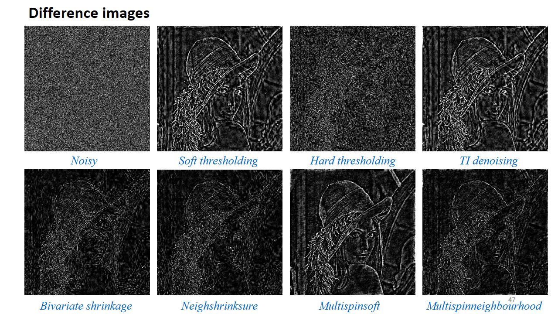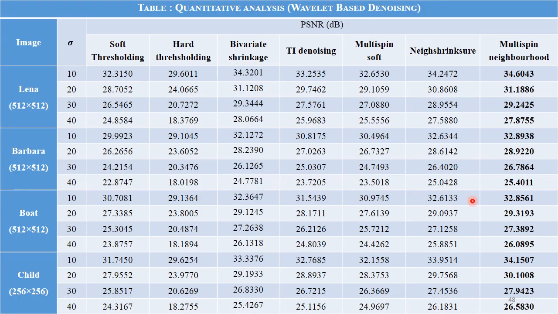Now let us get into the quantitative analysis. PSNR is being used for the quantitative analysis. Almost all the methods that have been represented previously have been taken for comparison. Lena, Barbara, Boat, and Child images are taken, with noise levels 10, 20, 30 and 40, and these are the results that were obtained. In almost all the cases we can identify with respect to PSNR that multispin neighborhood gives us the best results.